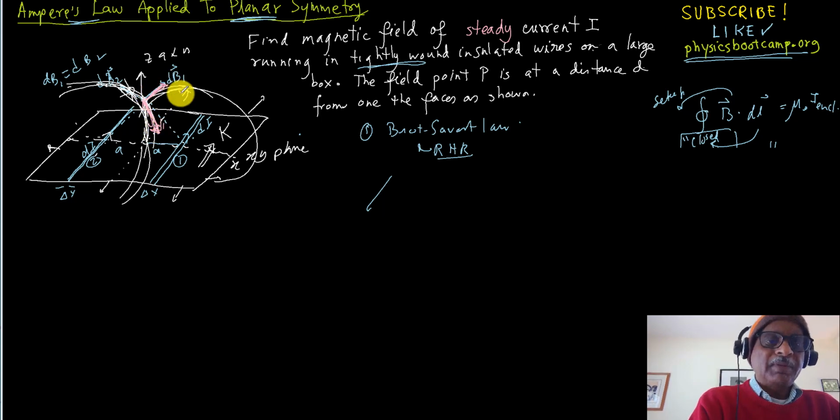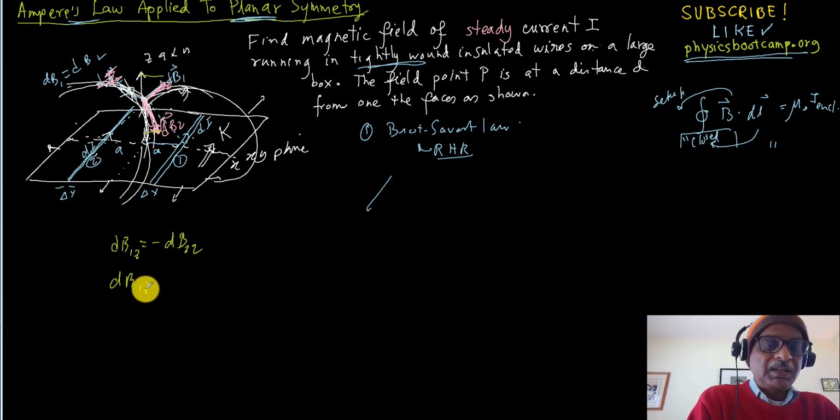Okay, so dB1 is, dB2 is not that way. This is dB2, sorry about that. And dB1 is that way. They're equal to each other. So if you look at their z components, dB1z equals minus dB2z. So when dB1z plus dB2z equals 0, the net field will be in the xz plane.